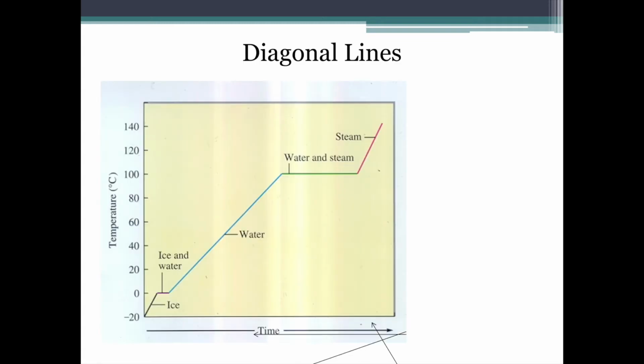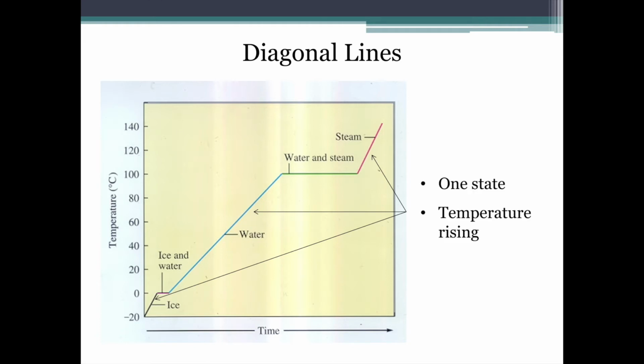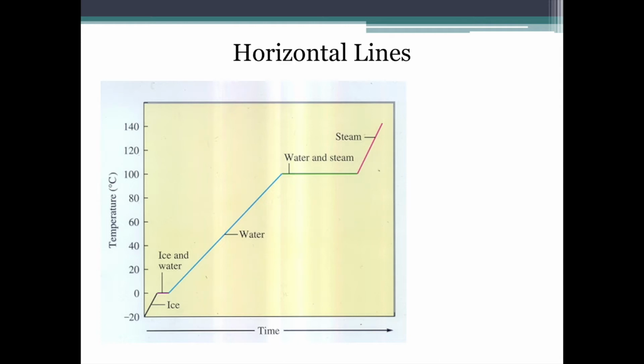So the diagonal lines, this ice, water, and steam, what's happening on these diagonal lines? You have one state, the temperature is rising, which means the kinetic energy is also rising. So the diagonal lines have similar chemistry. The horizontal lines, where we have ice and water, water and steam, are different.